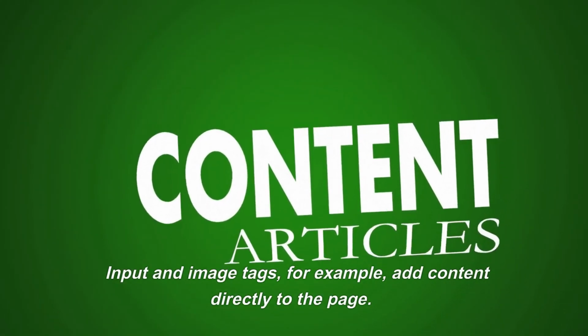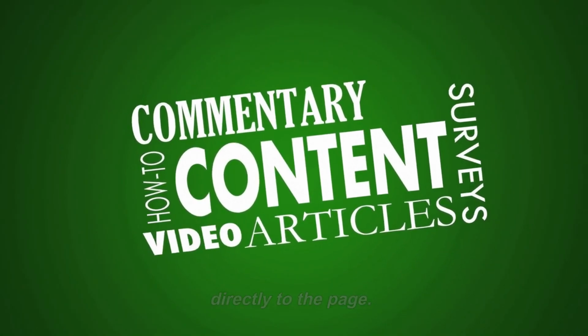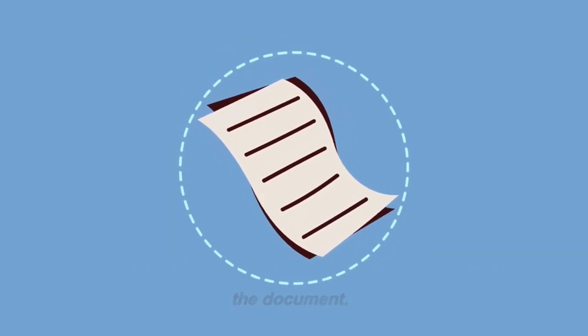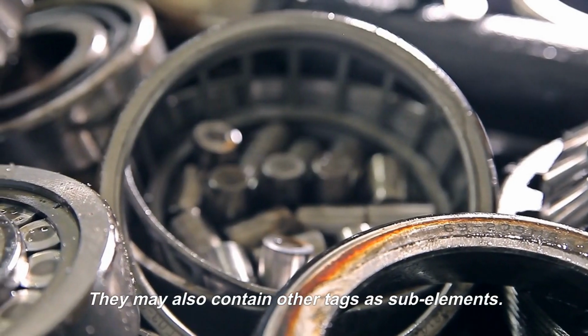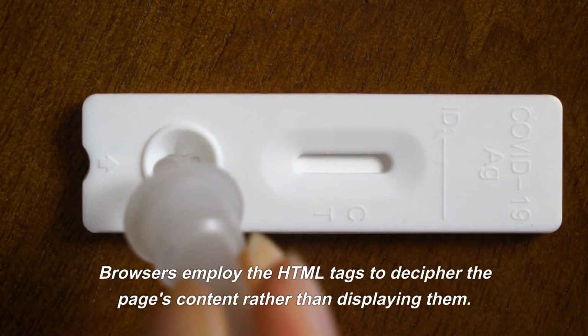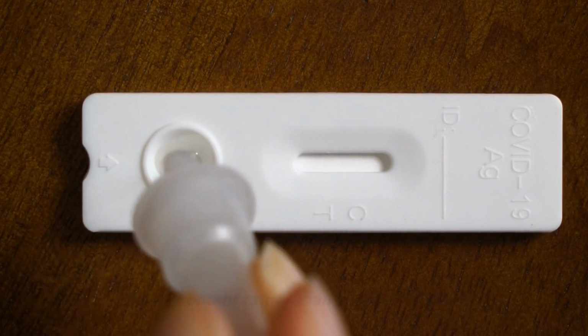Input and image tags, for example, add content directly to the page. Other tags, like p, enclose and describe the text of the document. They may also contain other tags as sub-elements. Browsers employ the HTML tags to decipher the page's content rather than displaying them.